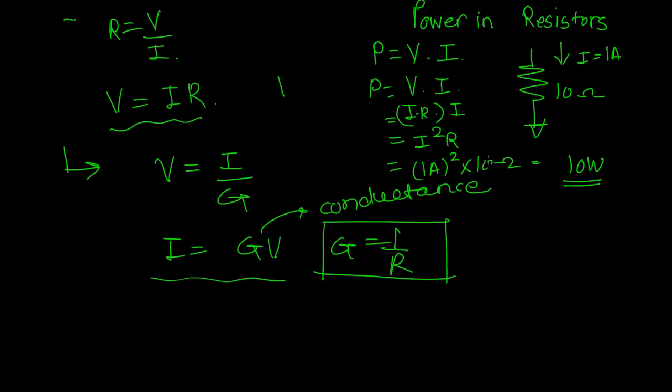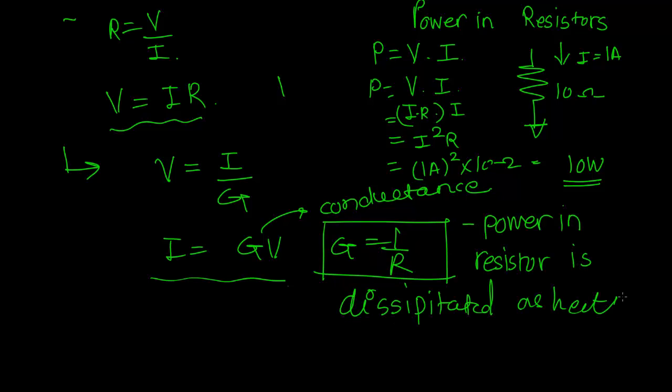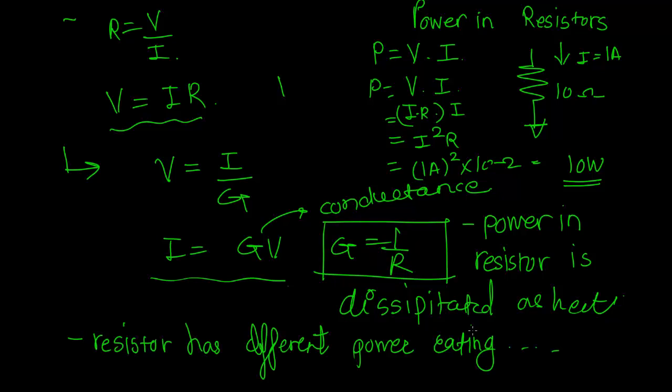That's how you calculate power, and the power in the resistor is dissipated as heat. The resistor expresses this power in the form of heat. So from that you can guess that each resistor has a different power rating: 1 watt resistors, high power resistors, 20 watt resistors. We'll see these actual resistors, of course their pictures, maybe in the next lecture.